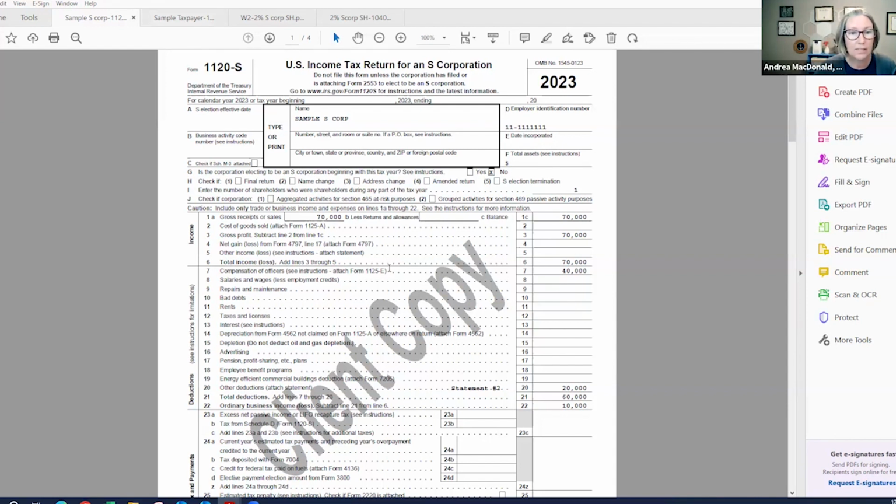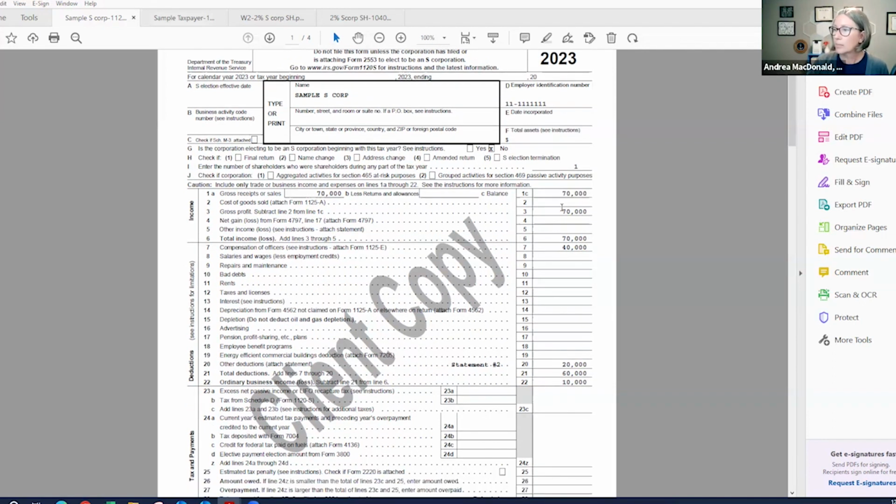Now, obviously, this is a very simplified S corporation tax return because I didn't need to build it all the way out. In this example, this S corp grossed $70,000. They paid their S corp shareholder $40,000, and they had $20,000 of regular operating expenses for $10,000 of net income. Now, in its simplest terms, they now have $10,000 more of basis in their company, right? Basis goes up for net income.